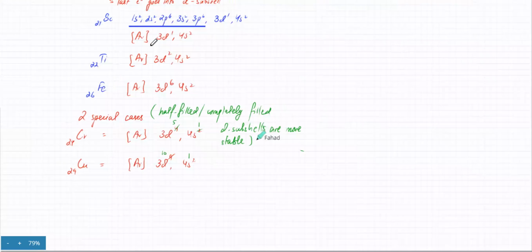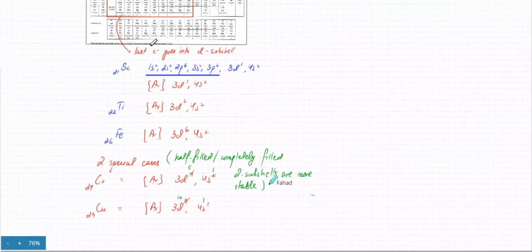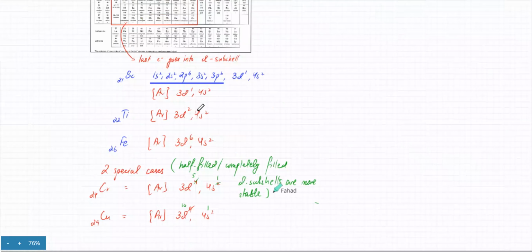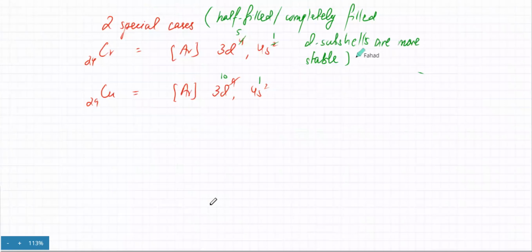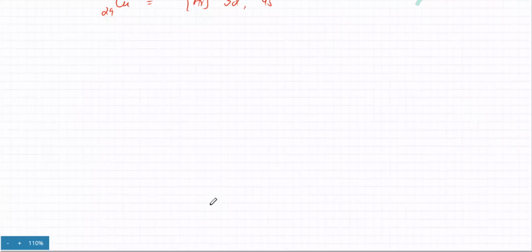Now I'm again insisting that all transition metals have exactly the same electronic configuration: 3d and 4s. Every one of them, all d block elements, has the exact same number of subshells. Now we're going to discuss five properties of transition metals that we studied in O levels.